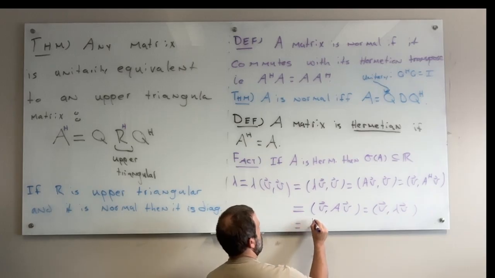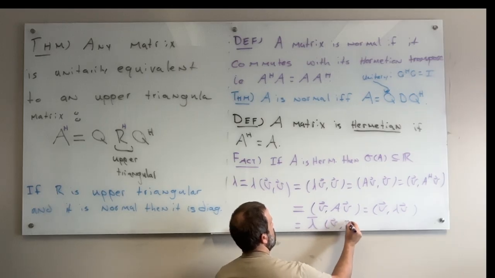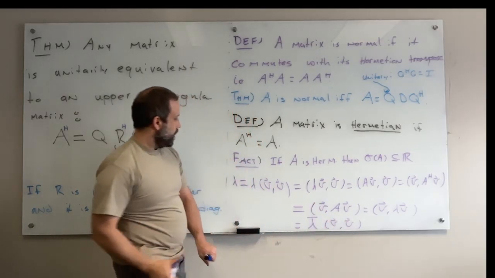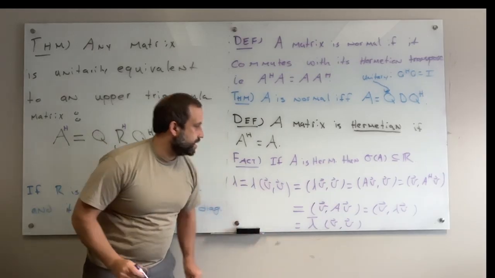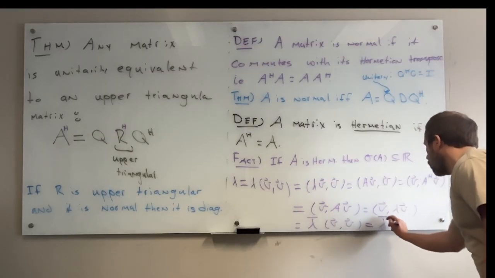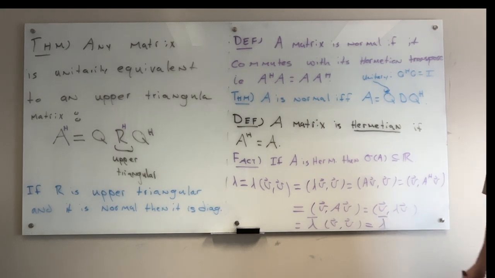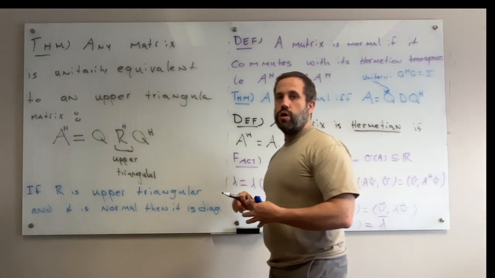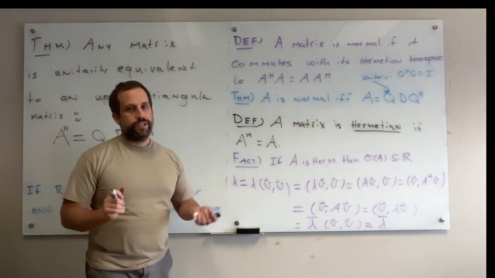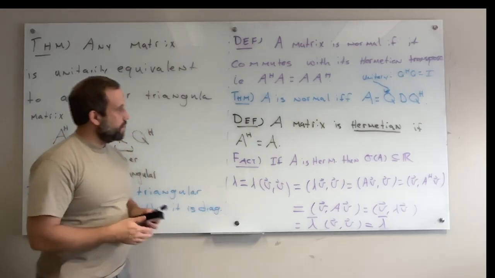And now to pull this out, we do lambda bar times v, comma v. So v, comma v, again, is just equal to 1. And so this is equal to lambda bar. So we have lambda is equal to lambda bar. Well, that is just another way to say that a number is real. If you have a complex number and it's equal to its own complex conjugate, then it's a real number. Okay, so this shows that all of the eigenvalues of a Hermitian matrix are real.